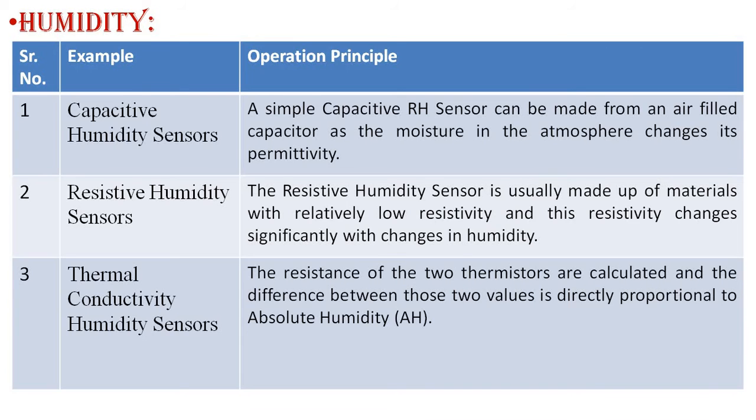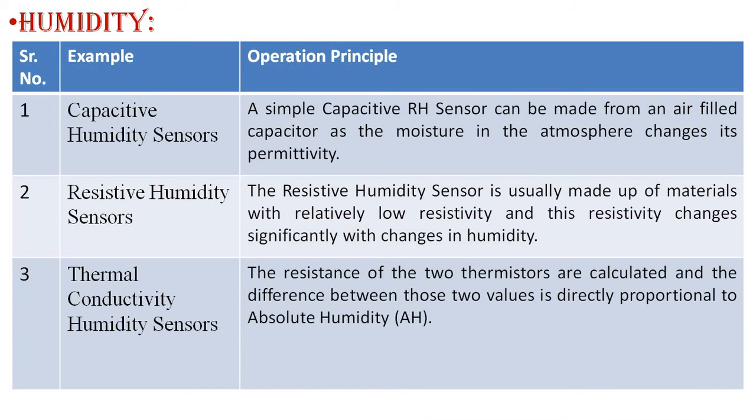Next one is the resistive humidity sensor. A resistive humidity sensor is usually made of materials with relatively low resistivity, and this resistivity changes significantly with humidity. So when the atmospheric humidity changes, the resistivity of that device changes. So that is the resistive humidity sensor.